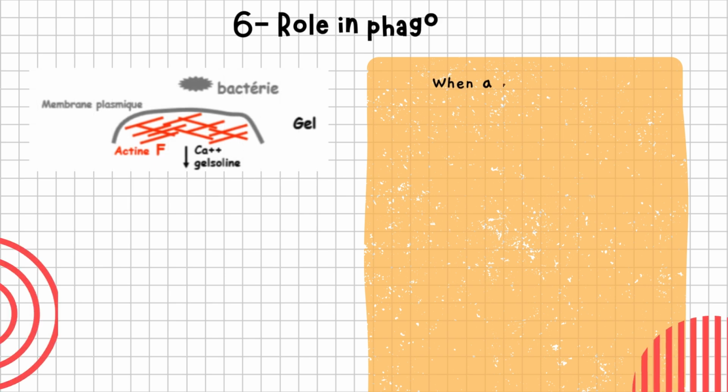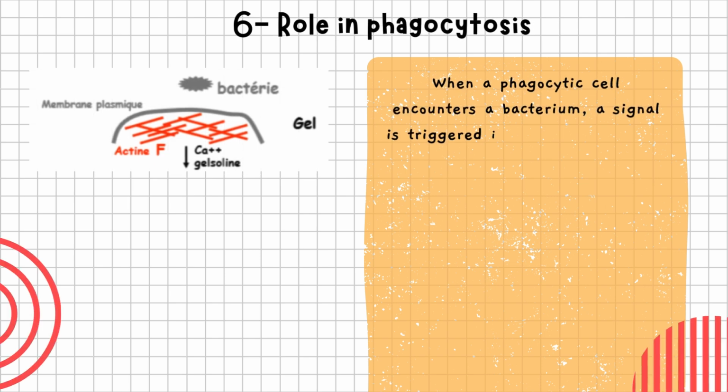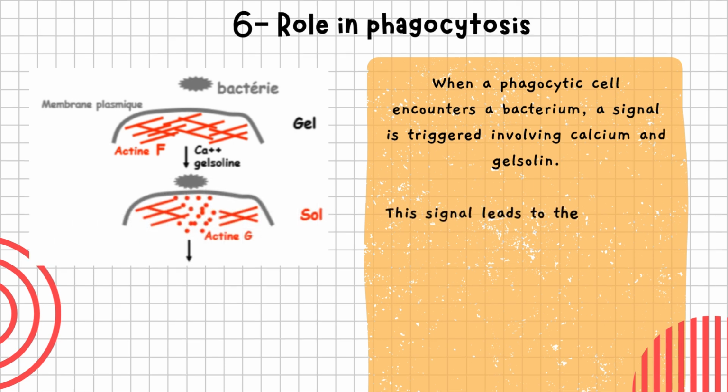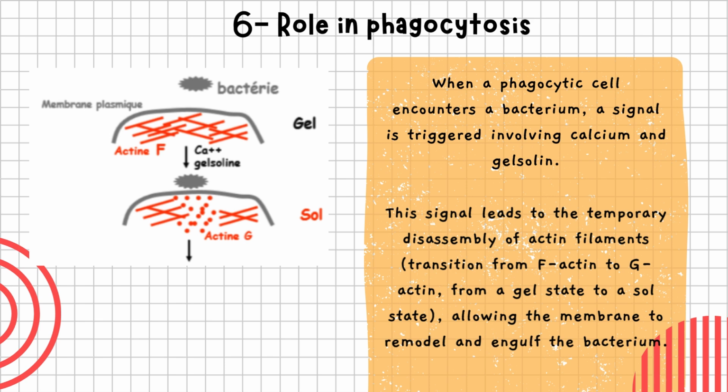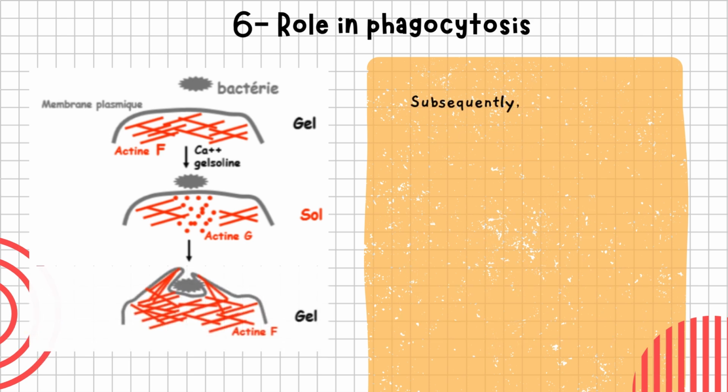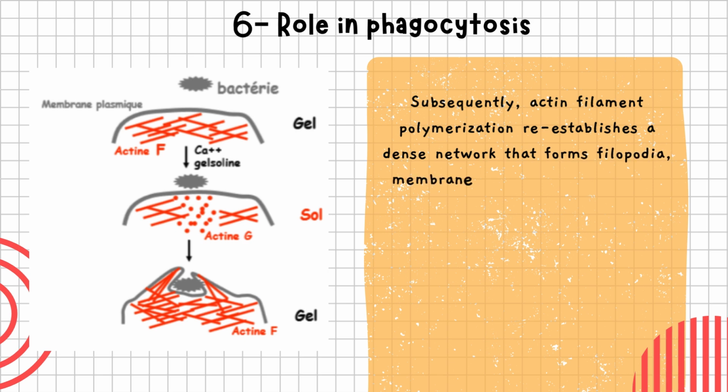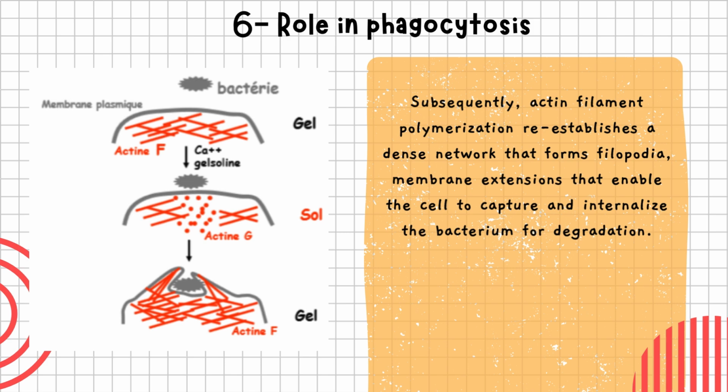The final role of actin microfilaments is in phagocytosis. When a phagocytic cell encounters a bacterium, a signal is triggered involving calcium and gelsolin. This signal leads to the temporary disassembly of actin filaments, transition from F-actin to G-actin, from a gel state to a sol state, allowing the membrane to remodel and engulf the bacterium. Subsequently, actin filament polymerization reestablishes a dense network that forms filopodia, membrane extensions that enable the cell to capture and internalize the bacterium for degradation.